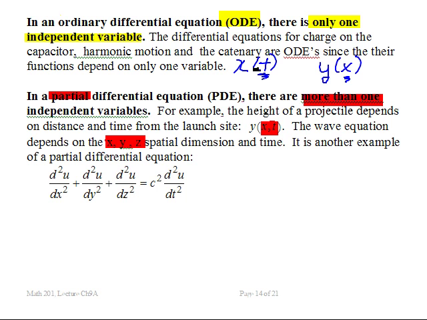The second derivative of u with respect to x, y, and z, plus, equals c squared times the second time derivative. Okay, this is from physics. So here's the difference. Ordinary differential equation, only one independent variable, like x or t. Partial differential equation, more than one independent variable. For this class, everything we really study, other than for this classification, will be the ODEs.